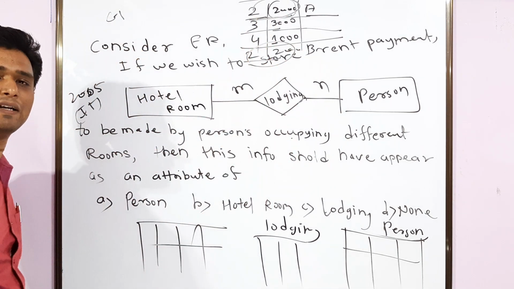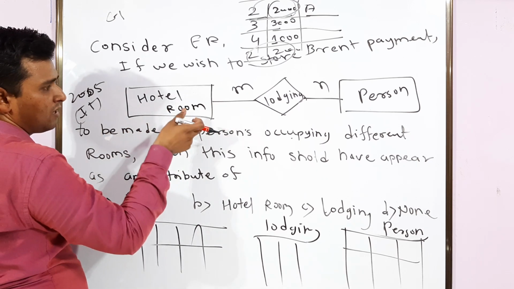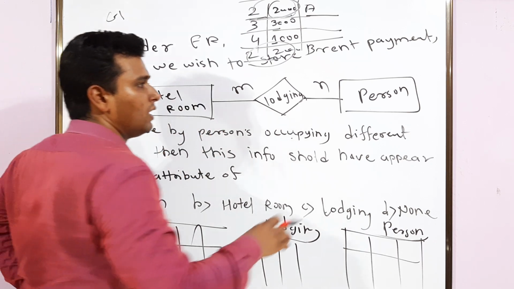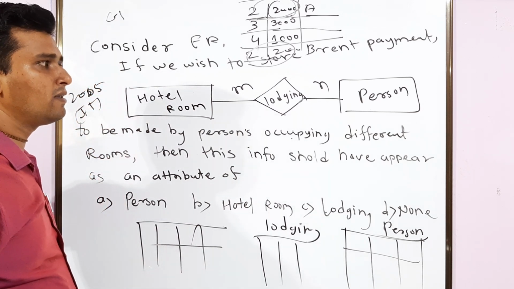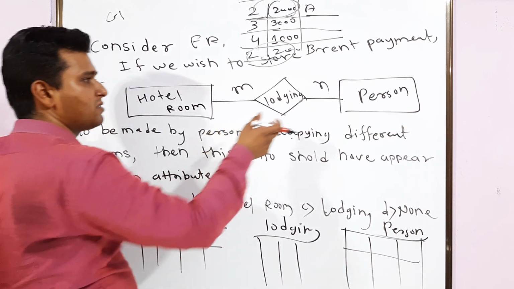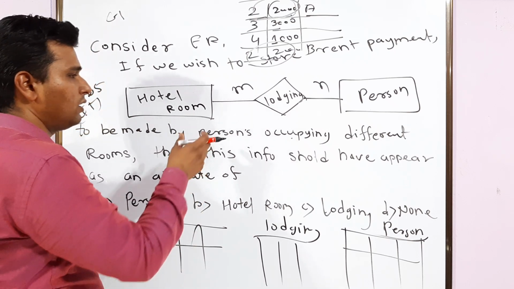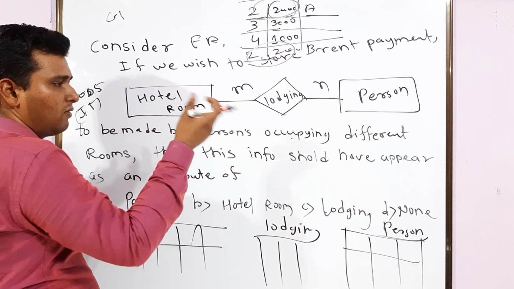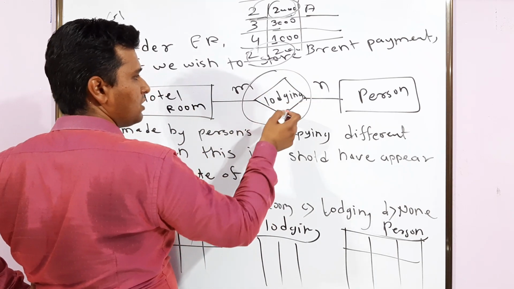Okay, so this is not a good practice, to add it in hotel room, because many customers come to a hotel room, so it is not a good relationship, because again the relationship is many to many. In person, we can add it, but again this becomes redundancy, because one person can go to more hotels. Okay, he can book more rooms and different rooms. Similarly, one hotel room may have different persons. So similarly, the best option is the lodging relationship.